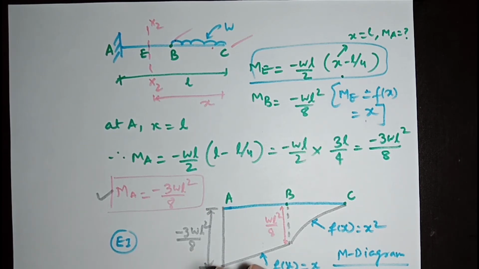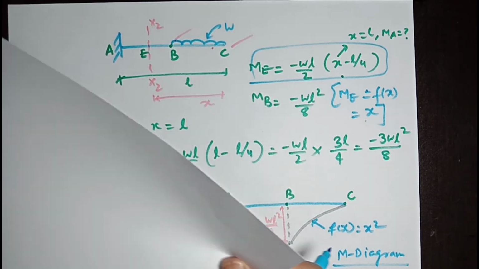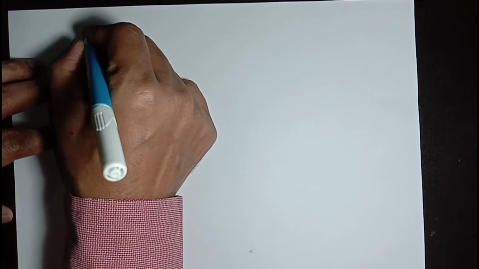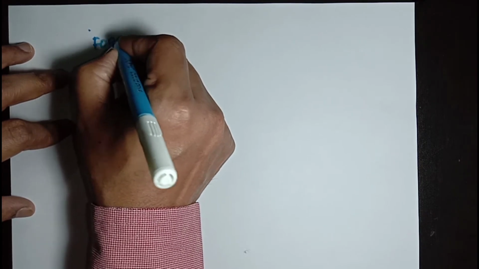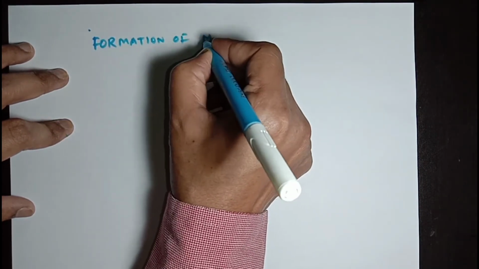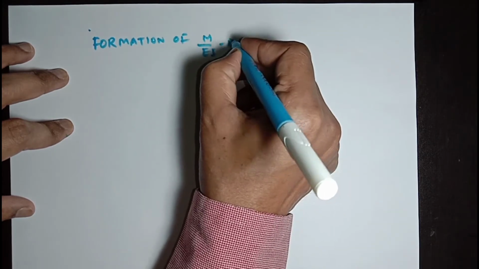So now I am going to draw the M over EI diagram for this beam. M over EI diagram here. Formation of M over EI diagram.